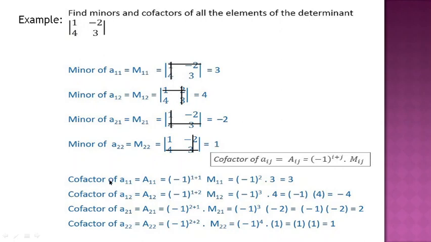And now when we find the cofactors, we know that for A11, 1 plus 1 is 2, which is even, so it will be equal to M11, that was 3. If we have to find A12, 1 plus 2 is 3, which is odd, so it will be equal to the negative of its corresponding minor, and the minor was 4, so the answer will be minus 4. A21, 2 plus 1 is 3, odd, so again it will be the negative of its corresponding minor, that was minus 2, so it will be 2. And A22, 2 plus 2 is 4, so even, it means it will be the same as its corresponding minor, that is 1.